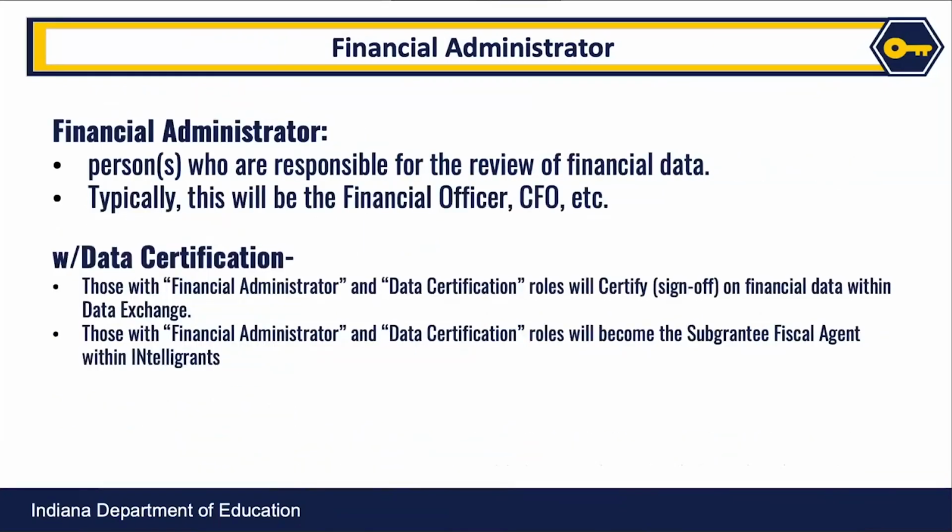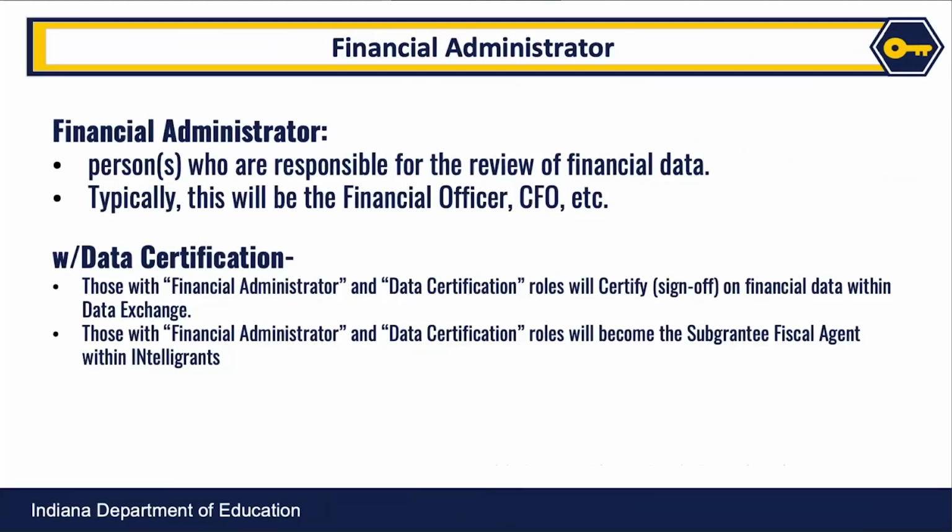Next is the financial administrator staff type. It is recommended this role is assigned to the financial officer, CFO, etc. of a corporation or non-public school. If you are a corporation or charter, you will want to assign this role at the state organization ID of the corporation. This staff type should be assigned to those staff who are or will be responsible for the final review. The decorator role of data certification that goes along with financial administrator is a powerful combination.